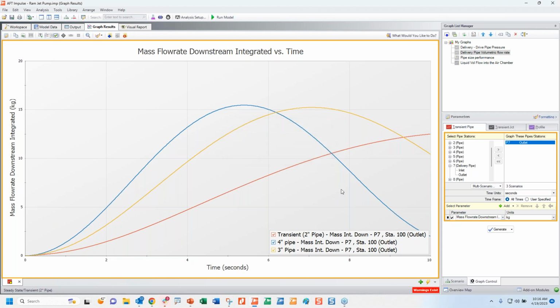And now we see that although initially the 4-inch pipe delivers more water, the same as the 3-inch, it fades away in time, while the 2-inch continues to grow. So most probably bigger diameter pipe is not good for a ram pump, and the 2-inch pipe is an ideal size for the ram pump because it doesn't fade down in time.